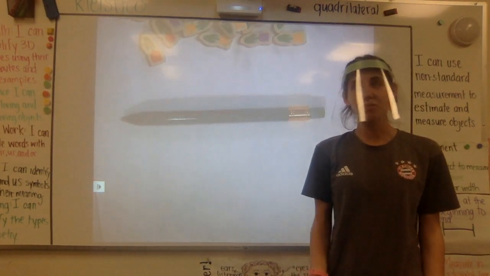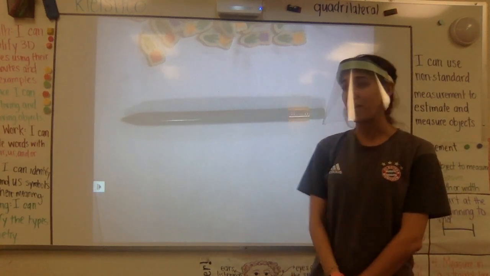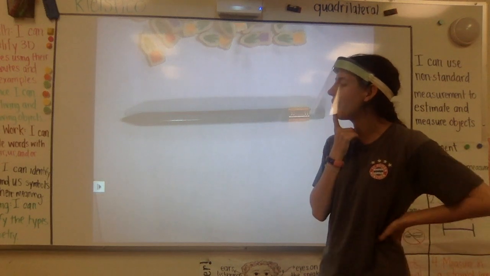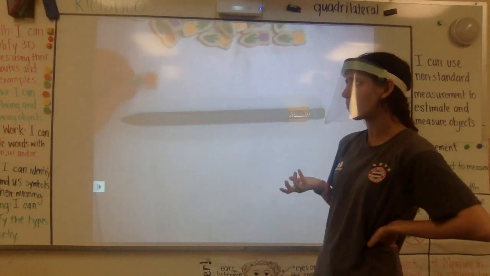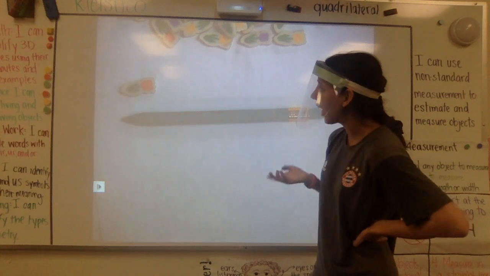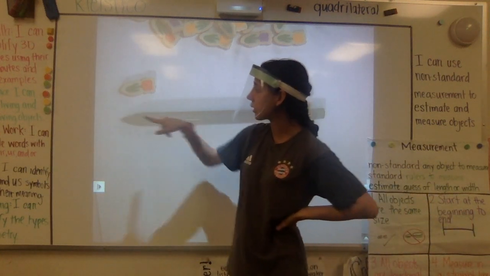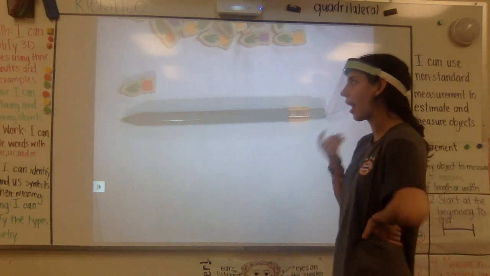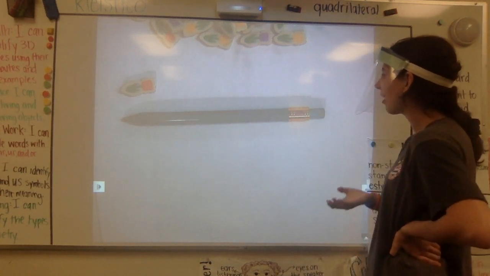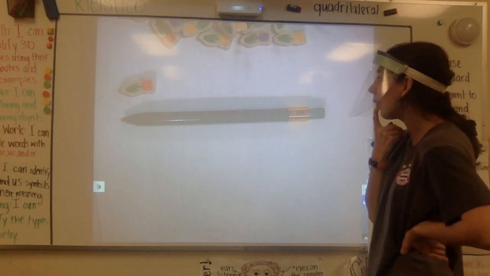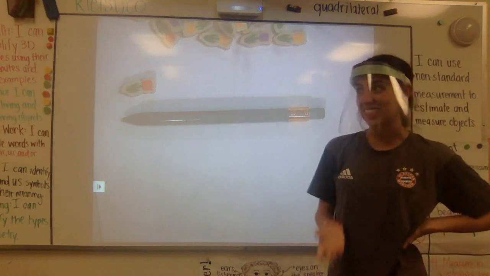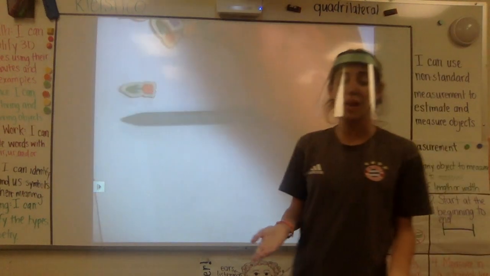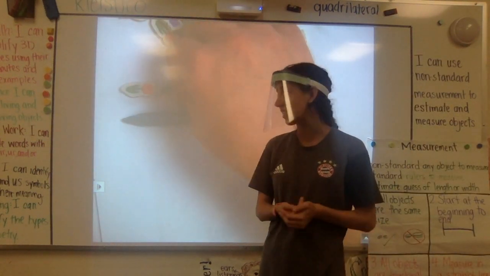All right, next I'm going to use the same type of non-standard measurement, the erasers, to measure this pencil. First I have to make an estimate. How long do I think this pencil is? Looking at how small my eraser is compared to my pencil, I'm thinking it's going to be a lot of erasers, probably more than 5. Maybe 8 erasers. I can see there being 8. Now we have to measure and see if my estimate of 8 is correct.